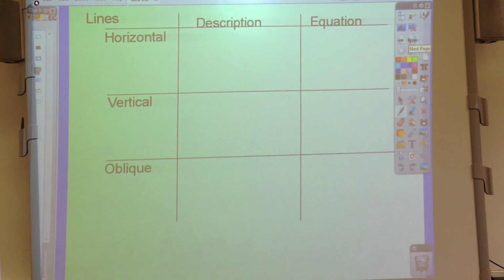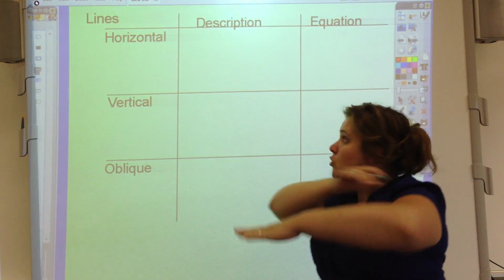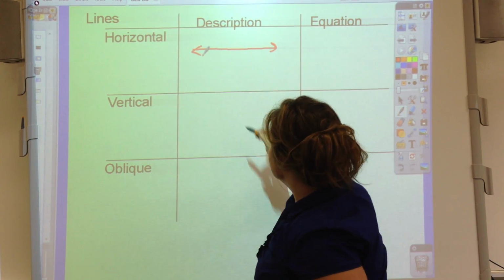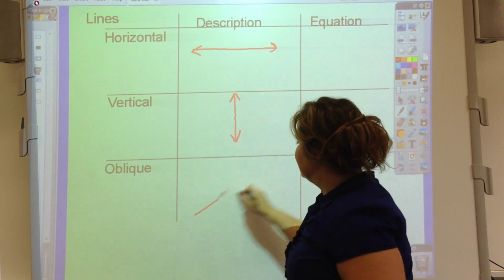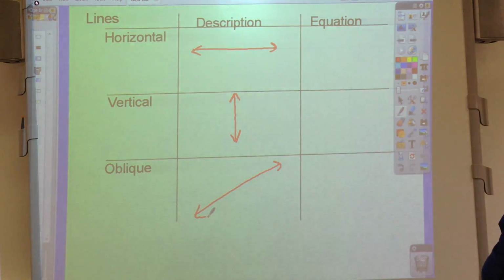Lines that are horizontal. The best description is probably a picture for these three things. Horizontal, you are always thinking a flat horizontal line just like this. For a vertical line, you're always thinking up and down. And for an oblique line, it is neither horizontal nor vertical, is it?